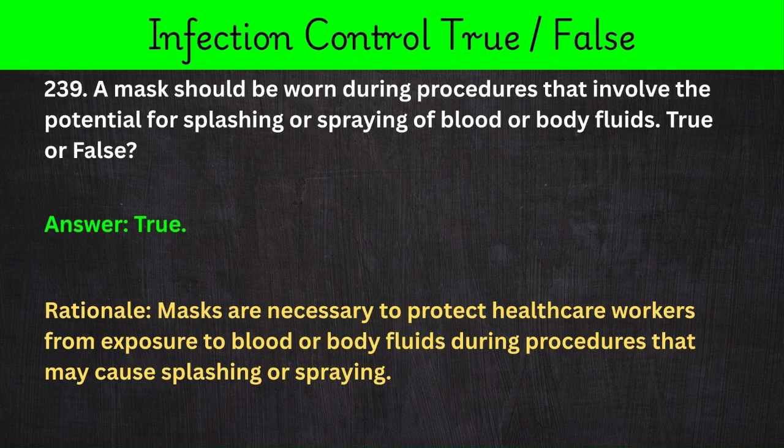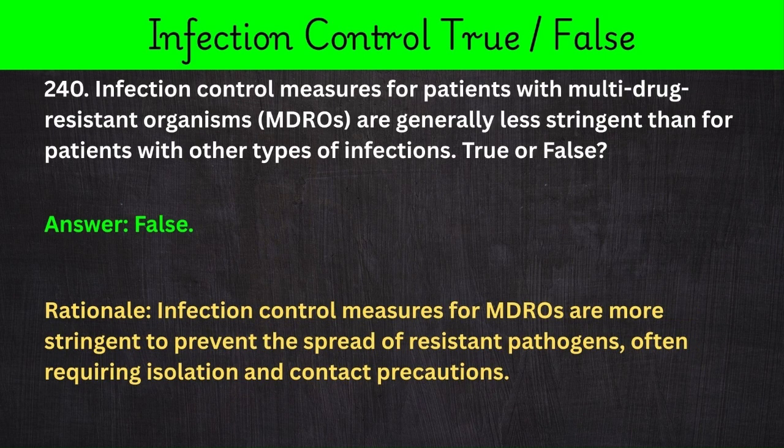239. A mask should be worn during procedures that involve the potential for splashing or spraying of blood or body fluids. True or false? Answer: true. Rationale: masks are necessary to protect healthcare workers from exposure to blood or body fluids during procedures that may cause splashing or spraying. 240. Infection control measures for patients with multi-drug-resistant organisms, MDROs, are generally less stringent than for patients with other types of infections.